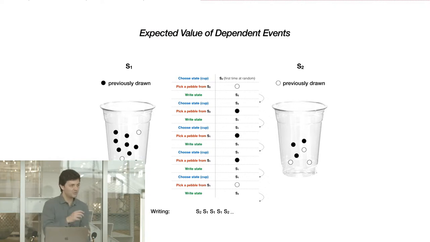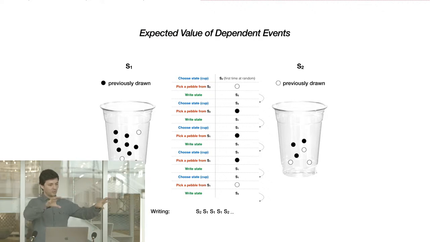When you are in S2, though, now you have an equal number of blacks and whites, so there is an equal probability of going from S2 to S1 or going back from S2 to S2. Do you understand this part? So how these blacks and whites are distributed in the cups determines the probability of going back to itself or going to the other one. Yeah?